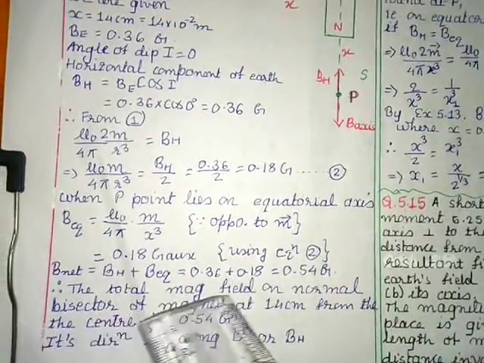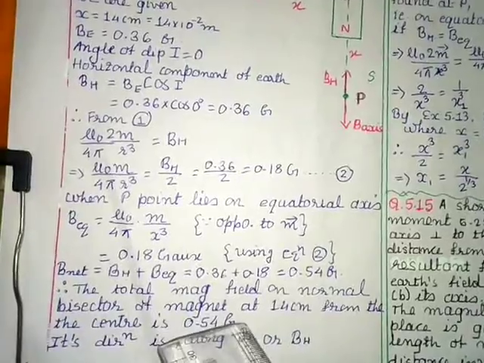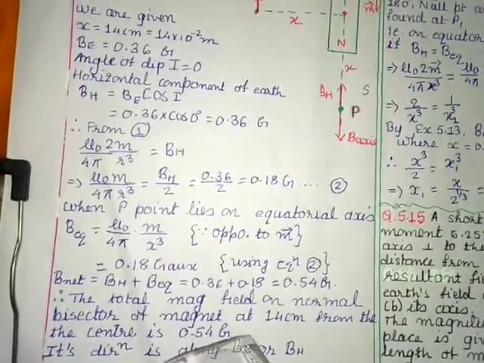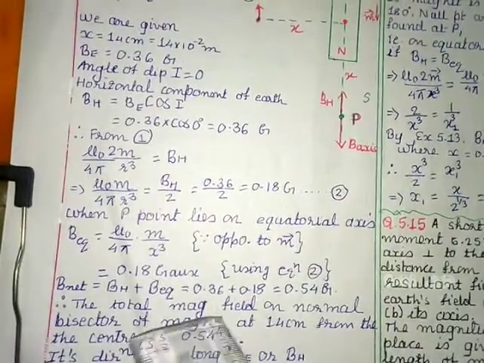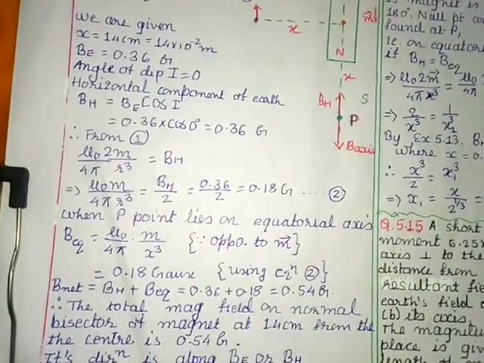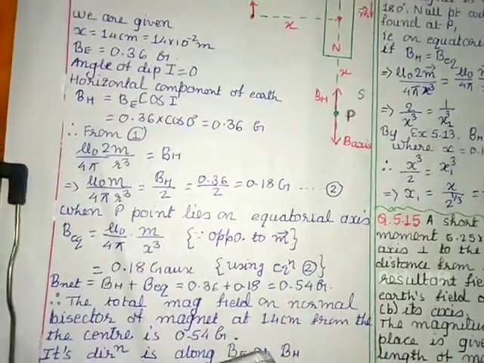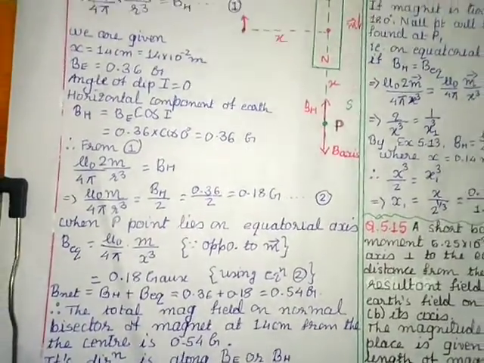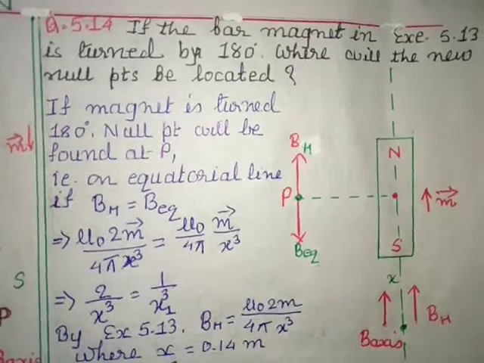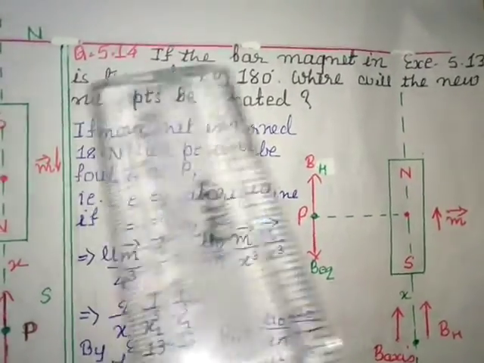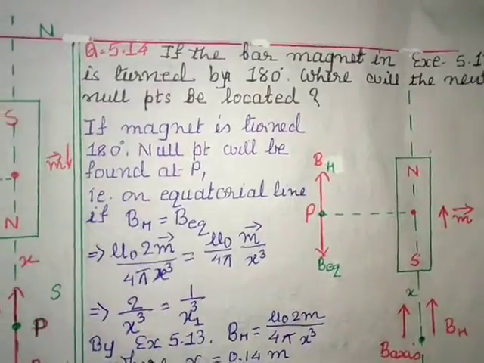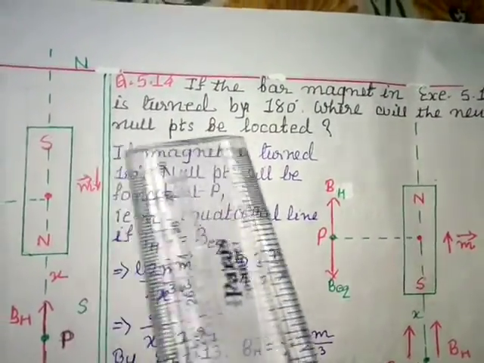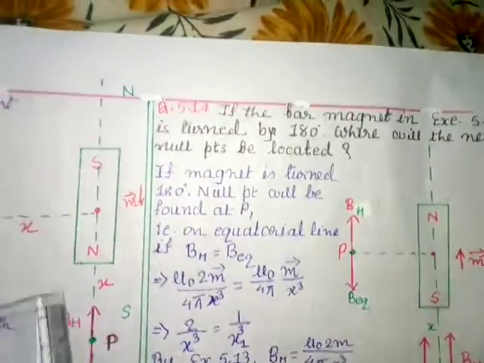Therefore, the total magnetic field on the normal bisector of the magnet at 14 cm from the center is 0.54 Gauss. So the net is 0.54 Gauss and its direction is along BE or BH. Okay, so that is the answer for question number 5.13. Question 5.14. If the bar magnet in exercise 5.13 is turned by 180 degrees, where will the new null point be located? This was the last question.